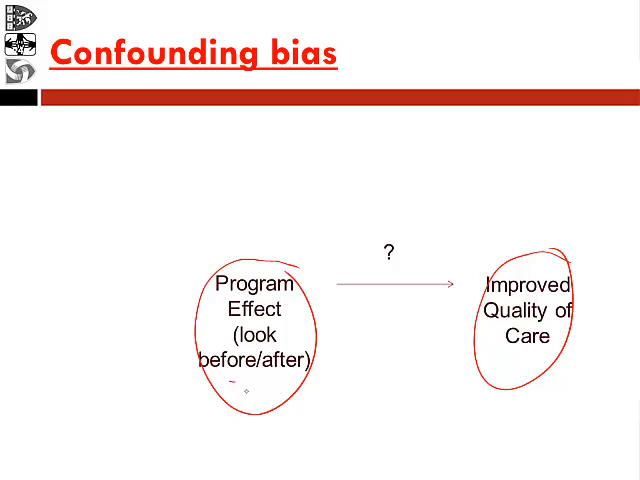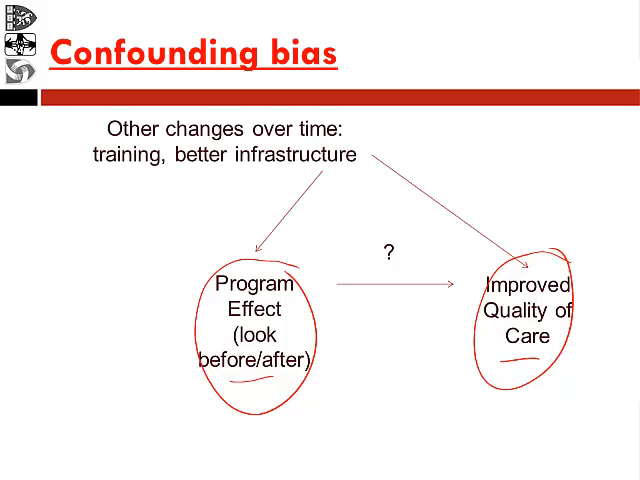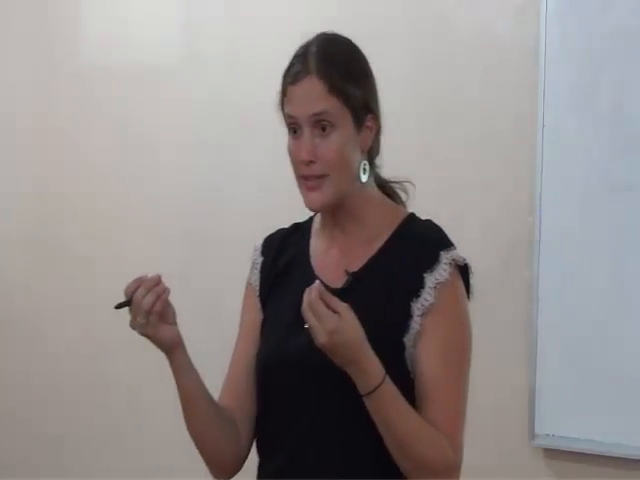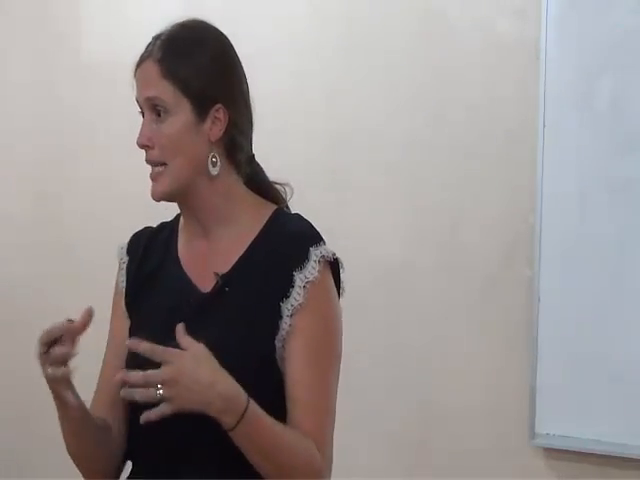So there are other things that can happen besides our program in the quality of care over time. So things like other trainings, things like better infrastructure, better clinics, things like losing nurses. These are all things that can happen at the same time as our program that can affect our results. And we call that temporal confounding. Temporal meaning time. If I look at things before and after, there are other things that could be happening at the same time that confound my results.